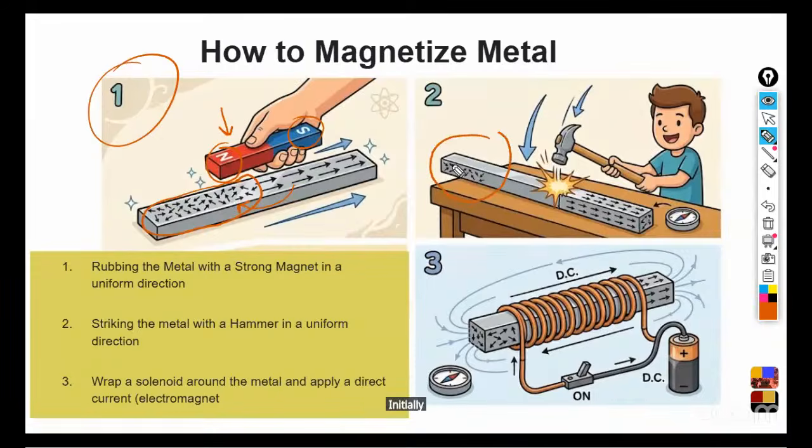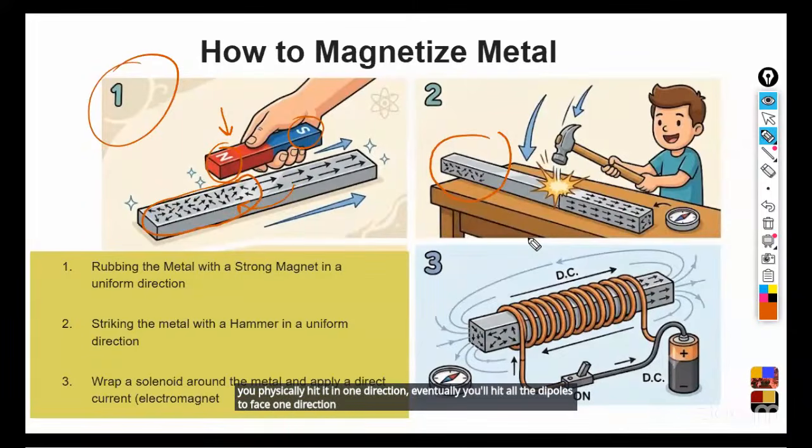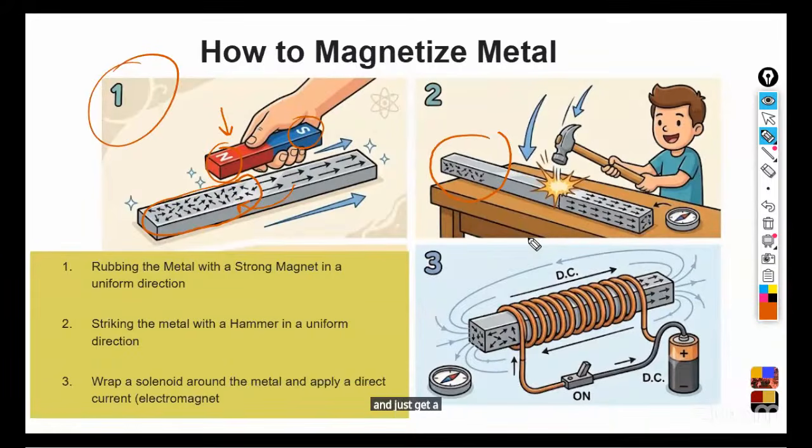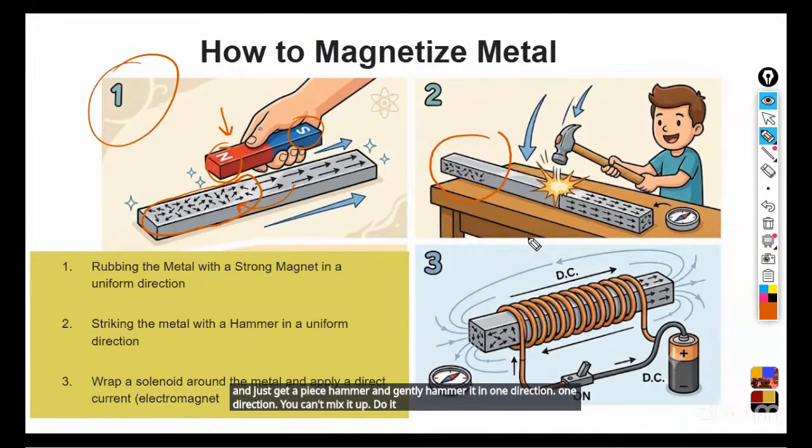Initially, the dipoles are mixed up, but if you hit it in one direction, eventually you'll hit all the dipoles to face one direction. It's literally that simple. After class, you all could try that. Go and find a piece of iron and get a hammer, and gently hammer it in one direction. One direction. You can't mix it up. Do it for about 5 minutes, and you will see it will change into a magnet. You can bring some paper clips next to it and it will attract the paper clips.